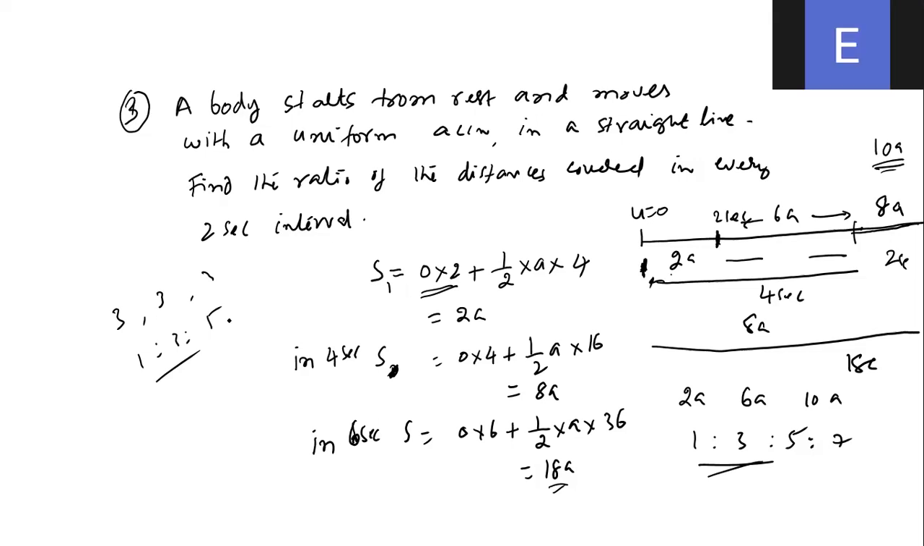Sir, if they give in 1 second, then can we use the same formula, sir? First I need to understand your question. Tell me. Sir, like in the last, they told the ratio of distance covered in every 2 second interval. Instead, every 2 second interval, or every 3 second interval, every 4 second interval, every 1 second interval, no problem.